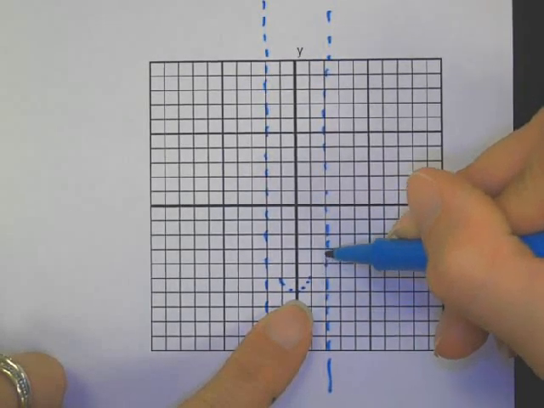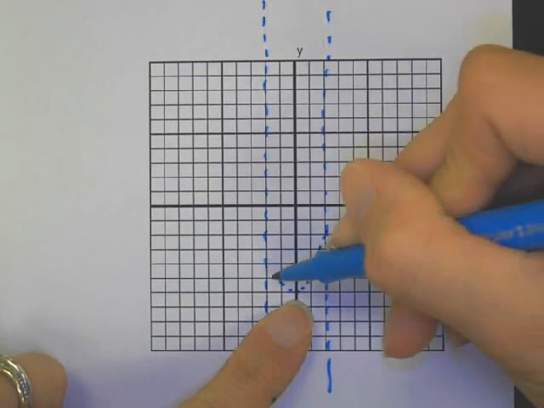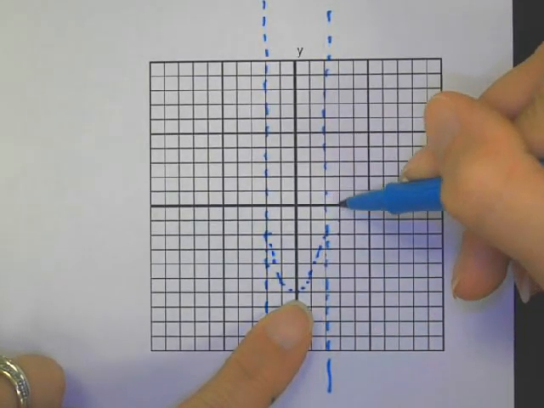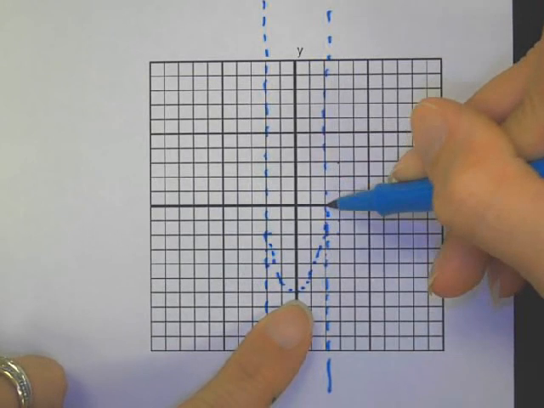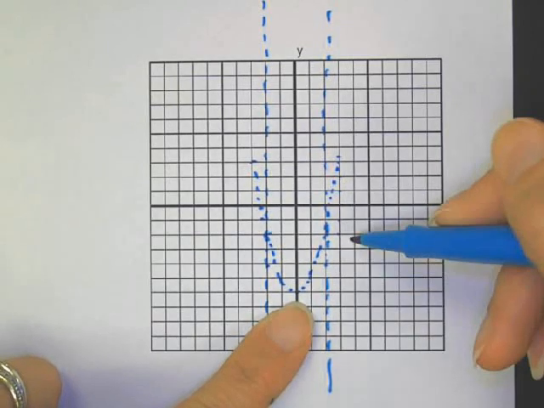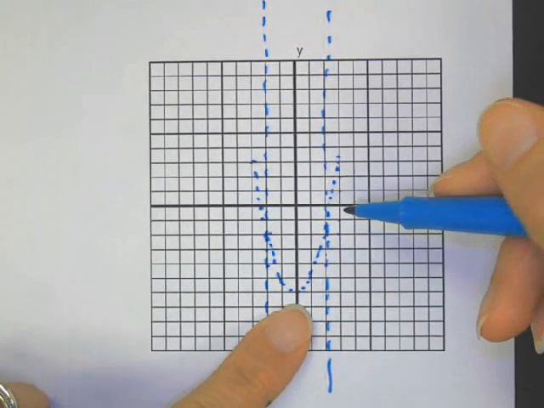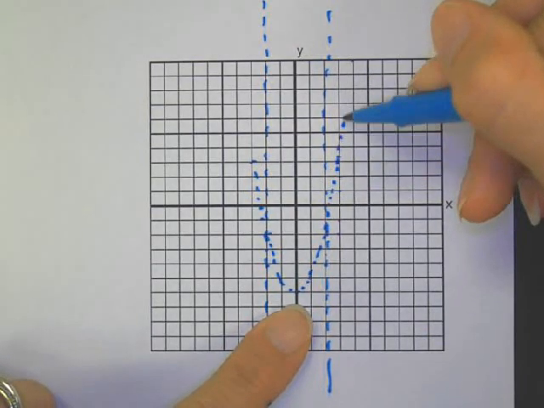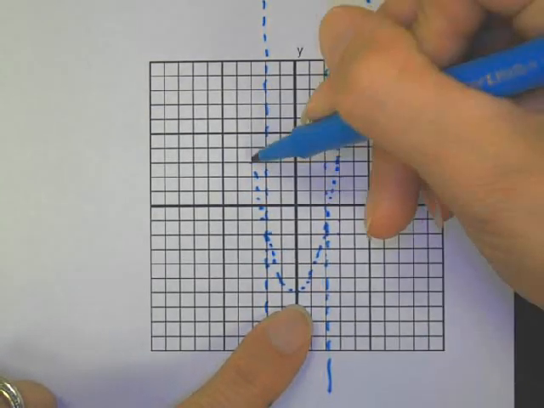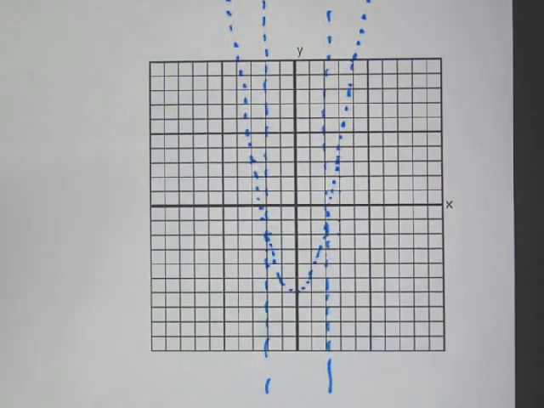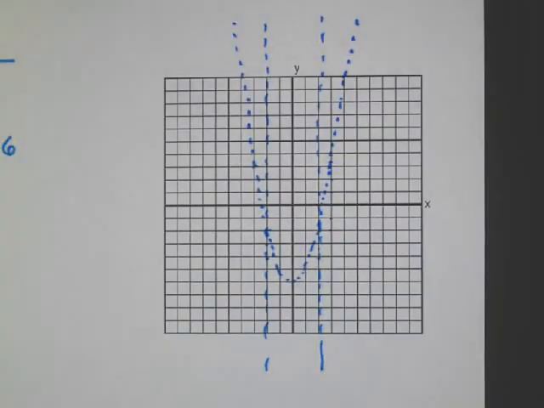Over 1, up 3. 1, 2, 3. Over 1, up 5. 1, 2, 3, 4, 5. You have to make sure when you do the asymptotes that you do not draw them solid. These are not part of the graph. Over 1, up. Okay, right there to the edge of the paper. These are asymptotes that help me draw a nice clear graph, but that's not part of the graph. I haven't even started drawing the rational function yet.